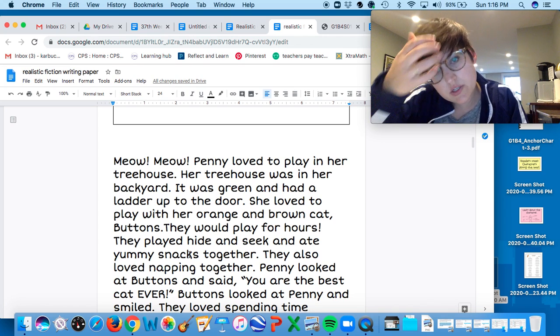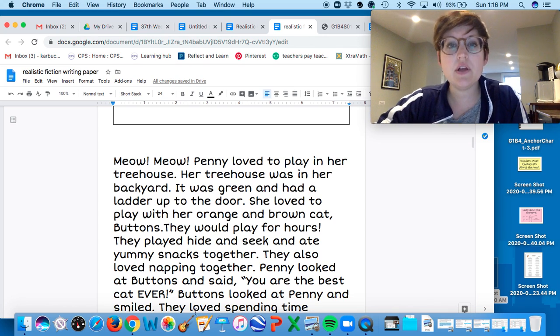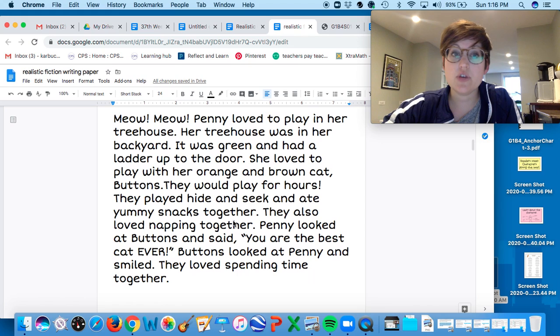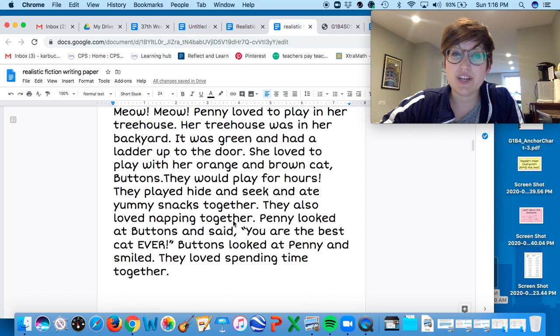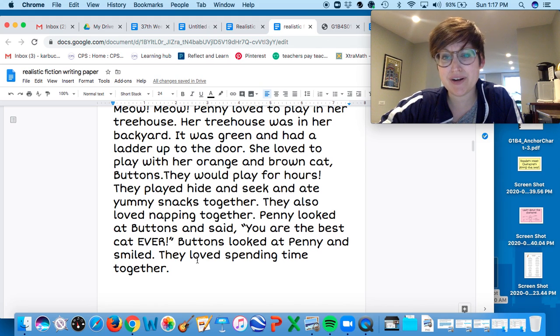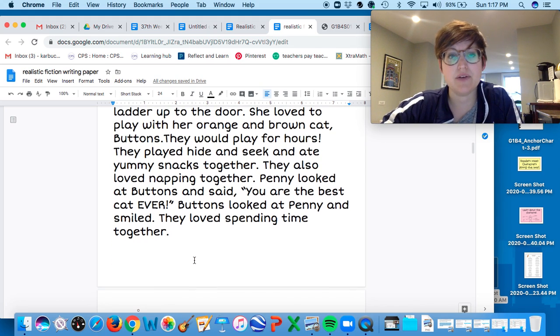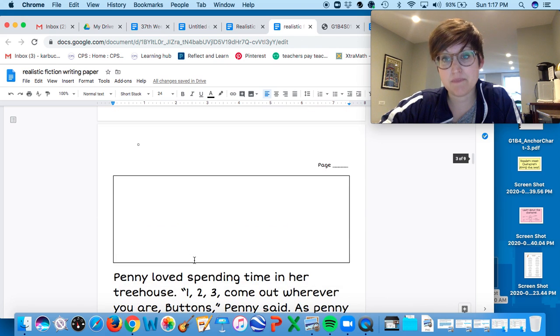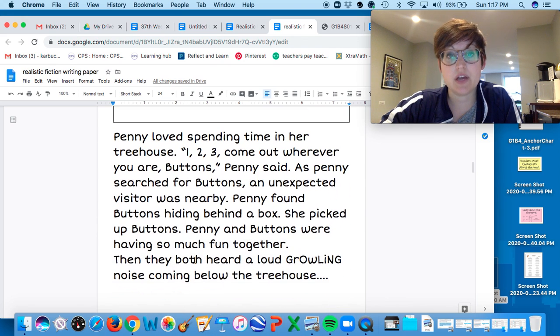Page 1 starts with: Meow, meow. Penny loved to play in her treehouse. Her treehouse was in her backyard. It was green and had a ladder up to the door. And she loved to play with her orange and brown cat Buttons. They would play for hours. They played hide and seek and ate yummy snacks together. They also loved napping together. Penny looked at Buttons and said, "You are the best cat ever." Buttons looked at Penny and smiled. They loved spending time together. Penny loved spending time in her treehouse.